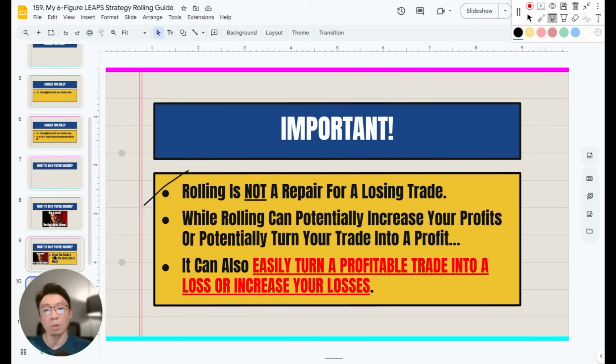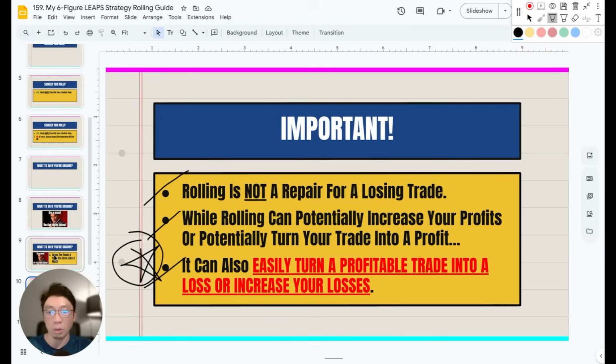Because while rolling can potentially increase your profits or potentially turn your trade into a profit if the market continues to go up, it can also, very important, I'm going to put a star down here, it can also easily turn a profitable trade into a loss, or worse, increase your losses. Because let's say, for example, your trade is already in a profit. And at the point of time, if you're unsure if the market is going to continue going up and you're just putting it on hoping and praying that it continues to go up because maybe for greed, you want more profits, then guess what?